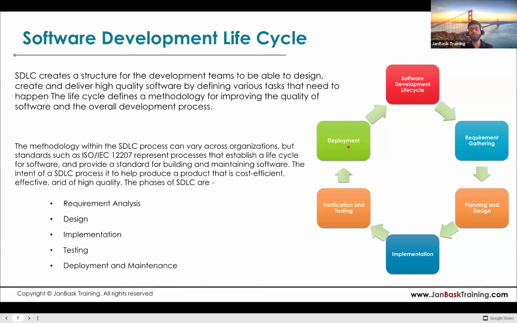So there could be a question like, if the product is in deployed mode, if the product is being used by the users, why is the arrow there from deployment back to the software development lifecycle, and why is it cyclic? Because they may have found some bugs at that stage, so it has got to be retested.